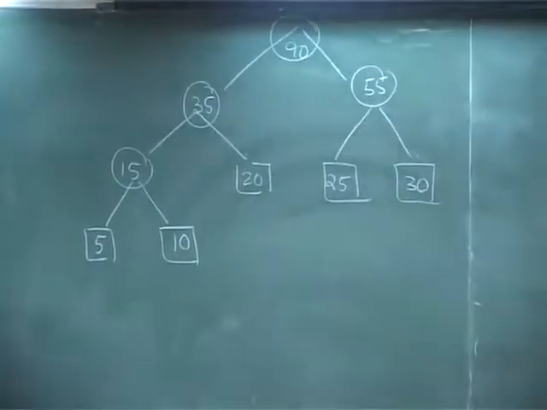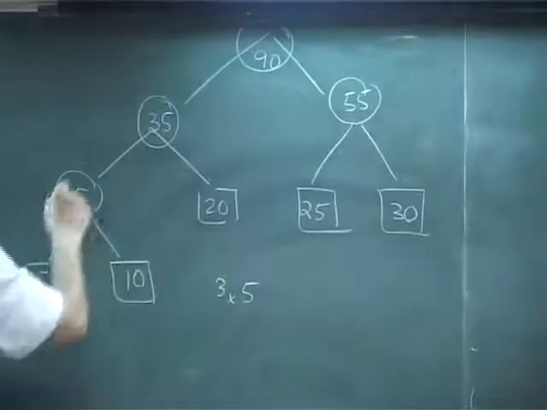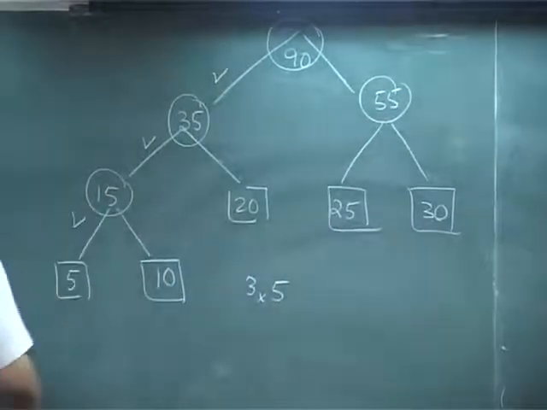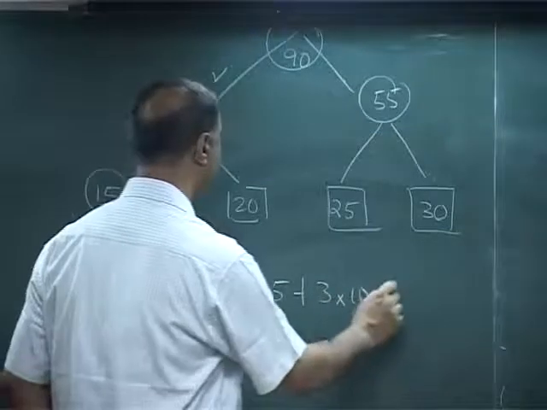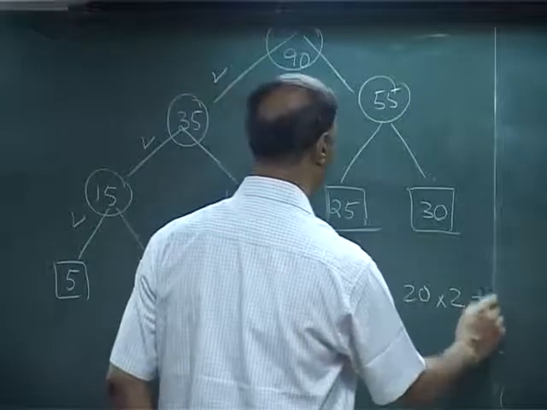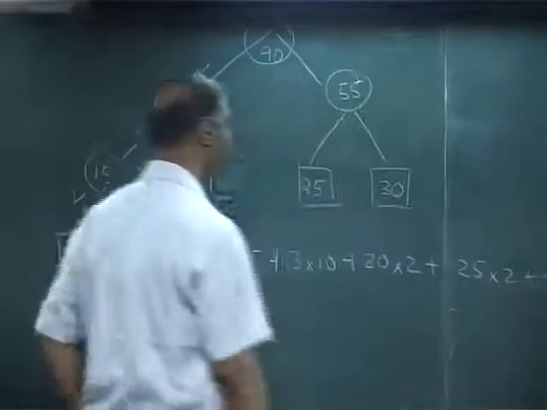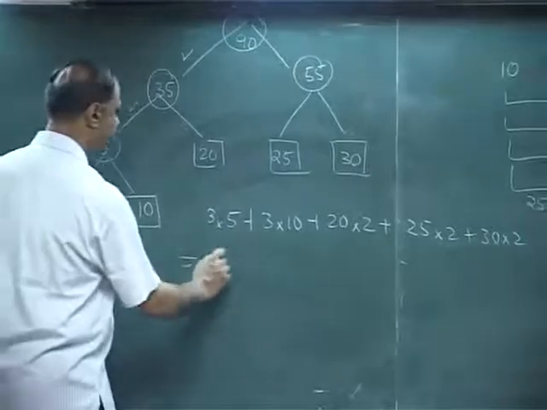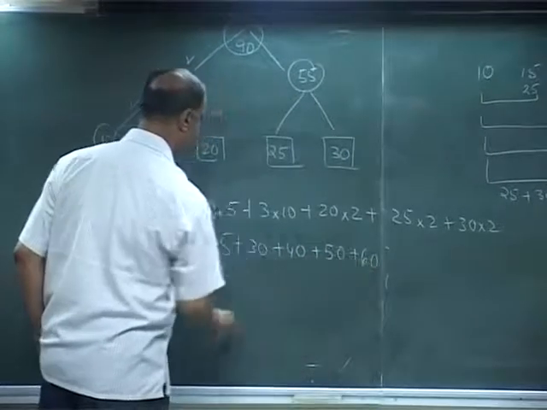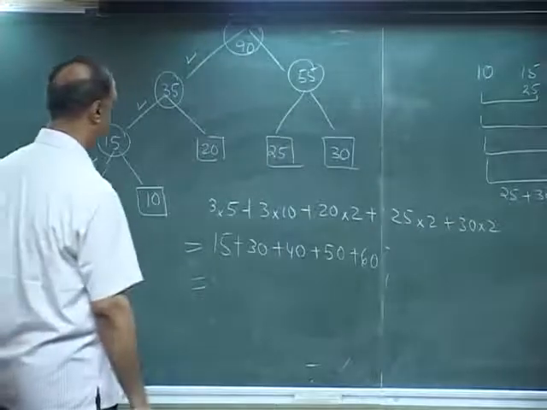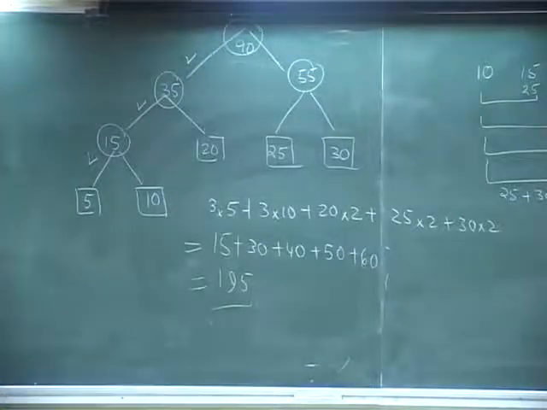90. Okay? So the number of record movements will be 3 times 5, because 5 has to move up to this. So 3 times 5 plus 3 times 10 plus 20 into 2 plus 25 into 2 plus 30 into 2. Okay? So the effect is 15 plus 30 plus 40 plus 50 plus 60. This gives you 195. Okay? So that is the way you can solve this.